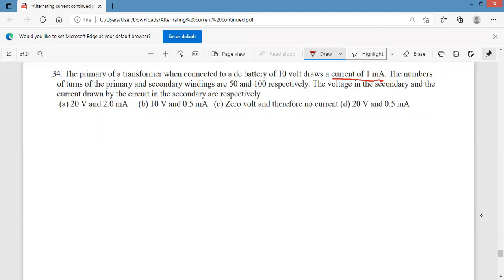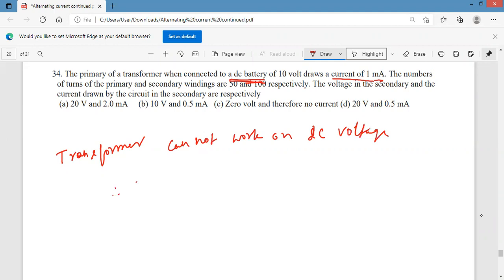Yes. Here the transformer is connected to a DC battery. A transformer cannot work on DC. A transformer only works for AC current or AC voltage. A transformer cannot work on DC voltage. So therefore, Vs is equal to 0 and Is is equal to 0. So 0 voltage, therefore no current. Option C is the correct answer.